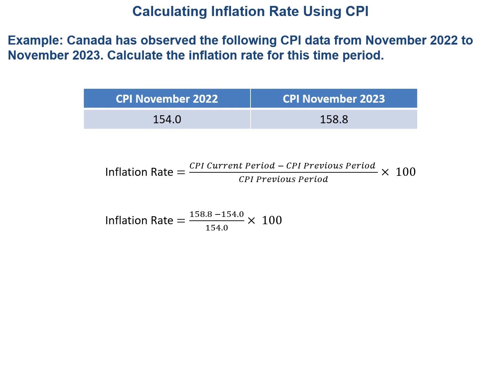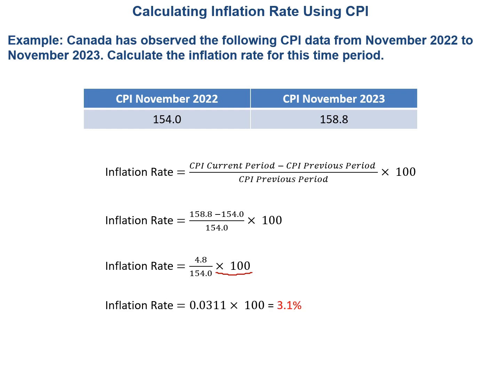So when we sub that in, we get this. The inflation rate is equal to 158.8 minus 154.0, divided by 154.0, times 100. When you do 158.8 minus 154.0, you get 4.8. So 4.8 divided by 154.0, and then you just times it by 100. Timesing it by 100 all that does is turn it into a percentage value, which is what inflation rate is. It's always denominated in a percentage value.